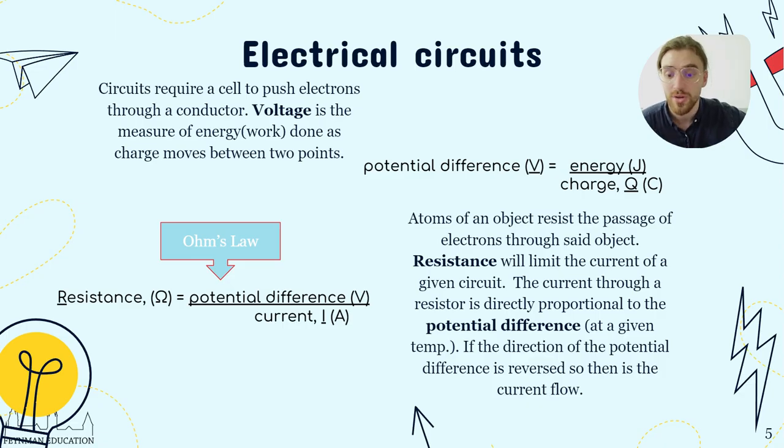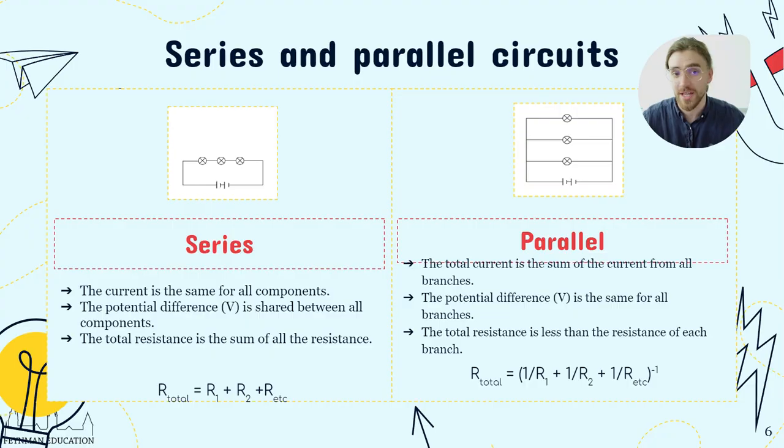If we had to move this calculation around and put current as the subject of the equation, current would equal potential difference divided by resistance. So if that resistance increases, our current is going to decrease. So let's look at the different types of circuits.